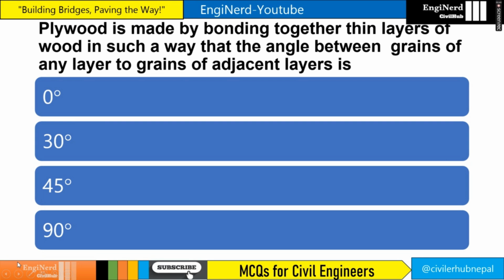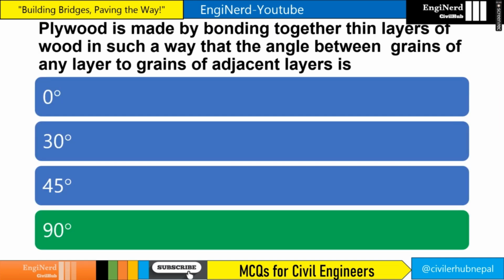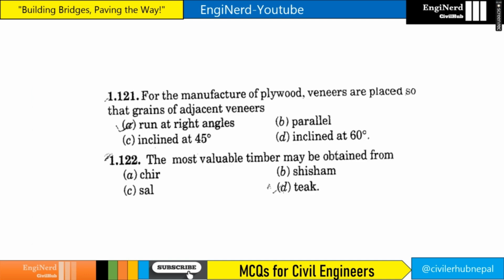Plywood is made by bonding together thin layers of wood in such a way that the angle between grains of any layer to grains of the adjacent layer is 90 degrees. Three or more veneers are placed one above the other with the direction of grains of successive layers at right angles to each other, right? So the answer is 90-degree right angle. Other questions related to this: for the manufacture of plywood, veneers are placed so that the grains of adjacent veneers run at right angles, right? The most valuable timber may be obtained from teak.